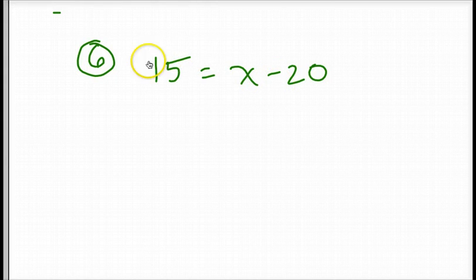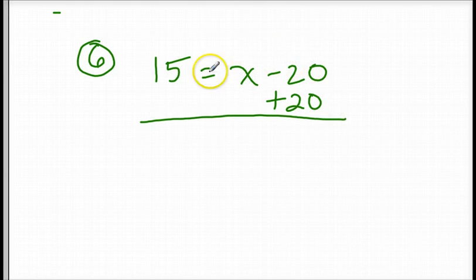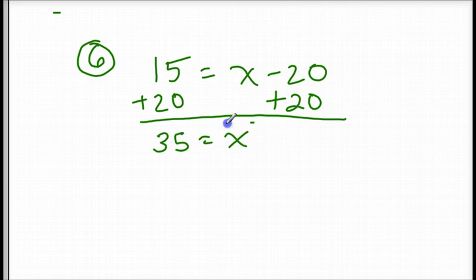So this one here, we have 15 on this side. It equals x minus 20. Well, again, we want to get this x alone, and it's okay that it's on this side of the equal sign. How do we get it alone? We add 20 to both sides. Whatever we do to this side, we have to do to the other side. So 15 plus 20 is going to give us 35. That gets us x equals 35.